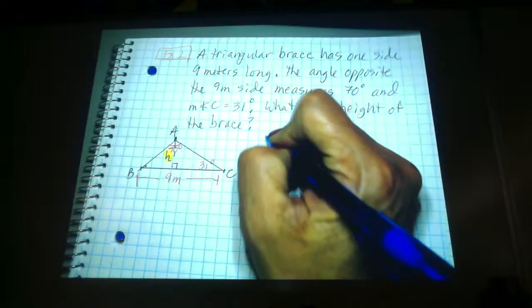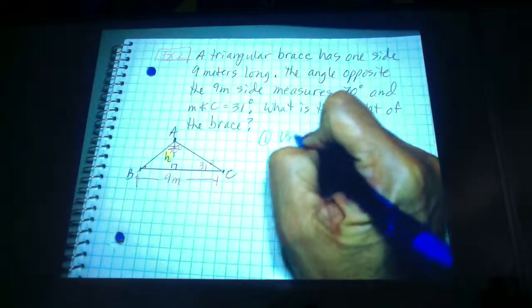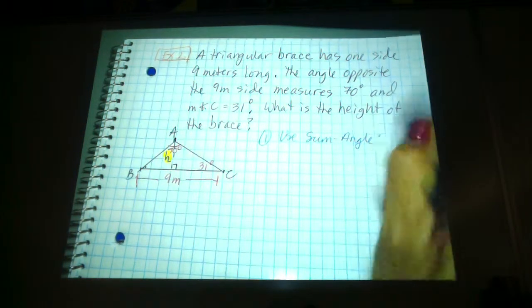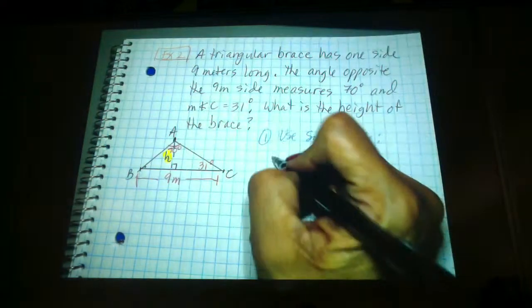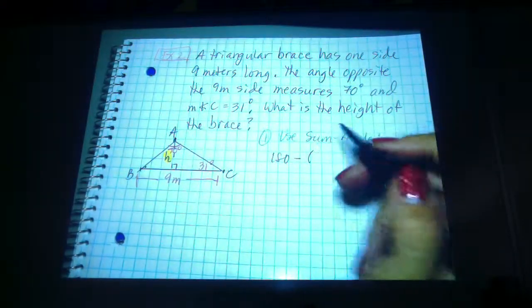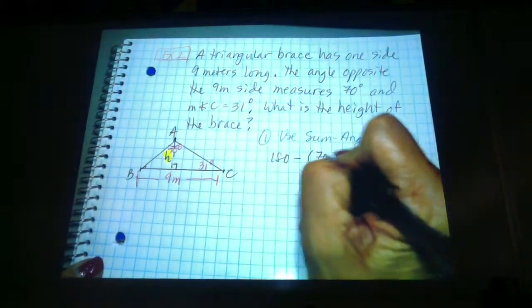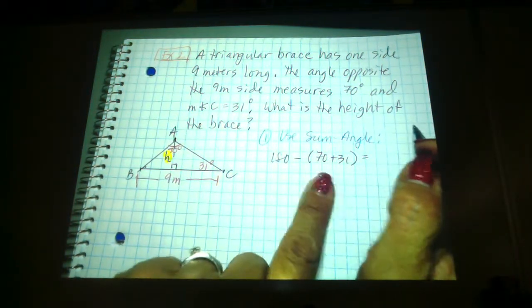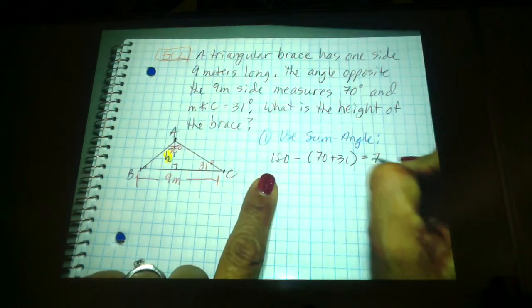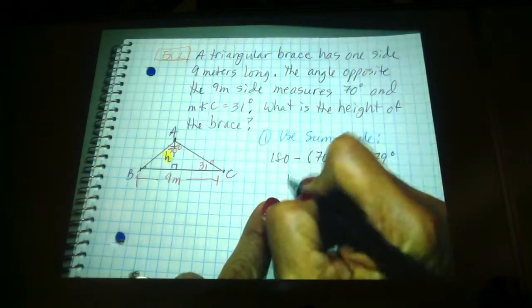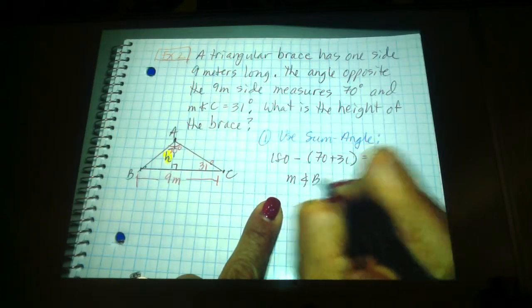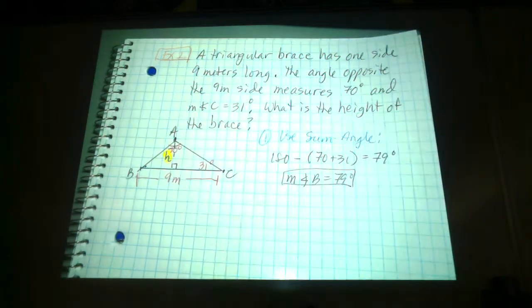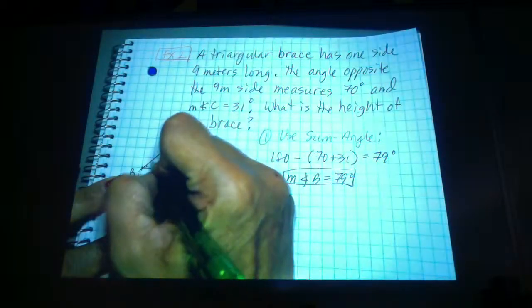So step 1, use the sum angle theorem. I'm going to shorten that a little bit. So we're going to take 180 degrees and subtract from that the sum of these two angles. 70 plus 31 equals, well, 70 and 31 are 101. Subtracting from there gives me 79 degrees. So the measure of angle B is equal to 79 degrees. So that's one piece that I'm going to need. So I'm going to put that 79 degrees here.